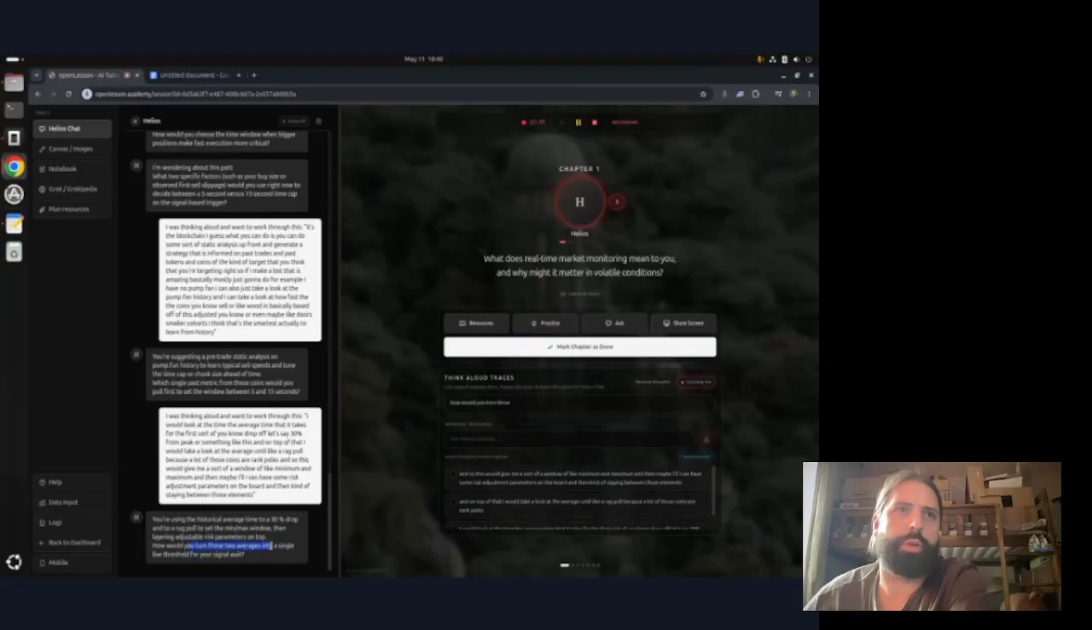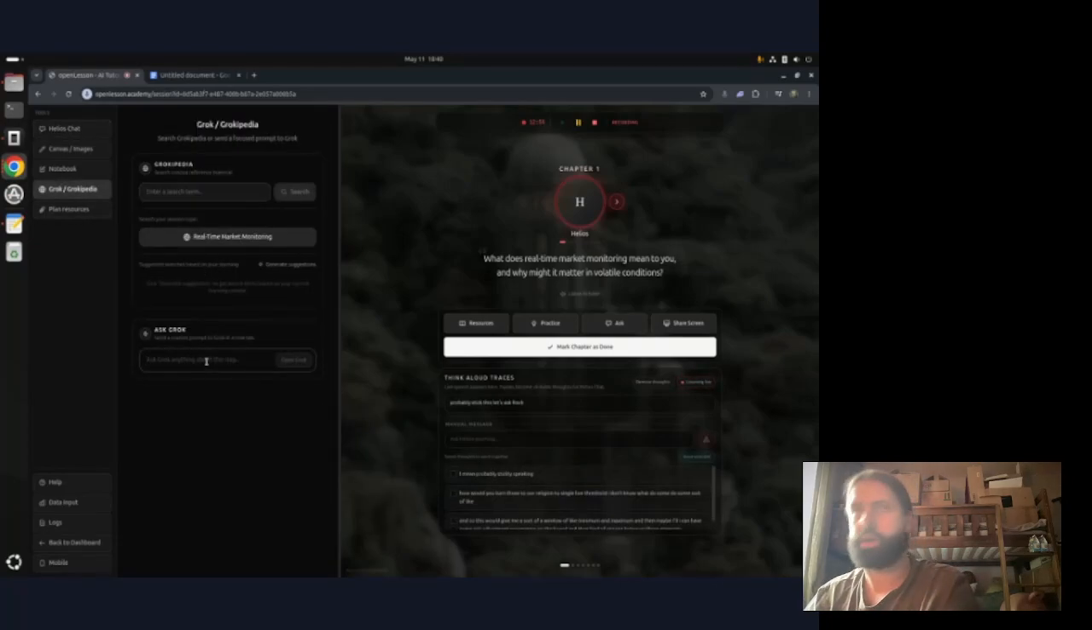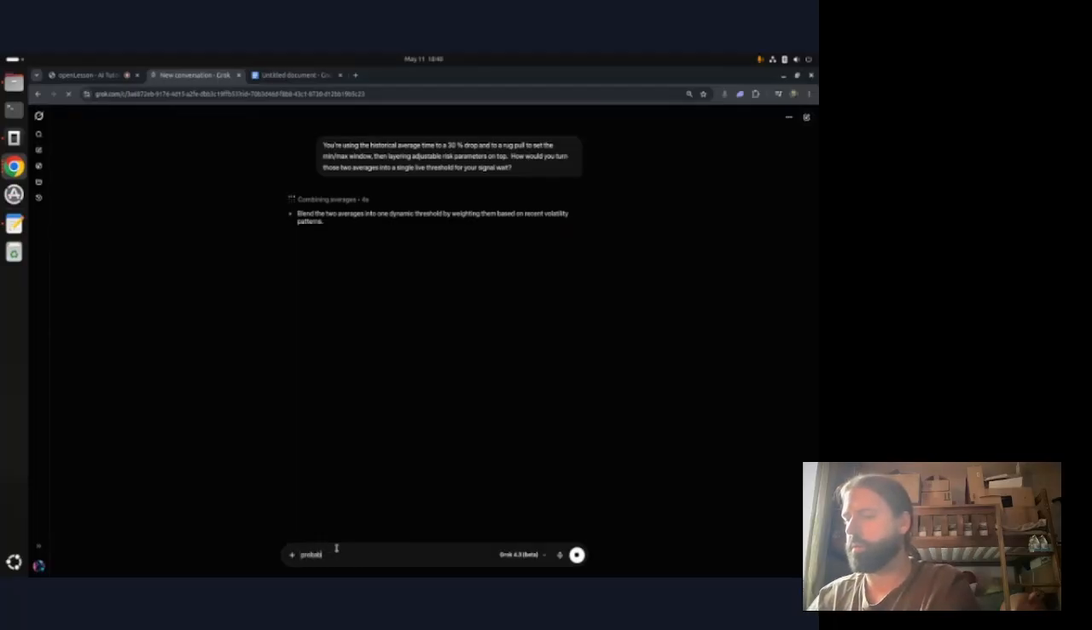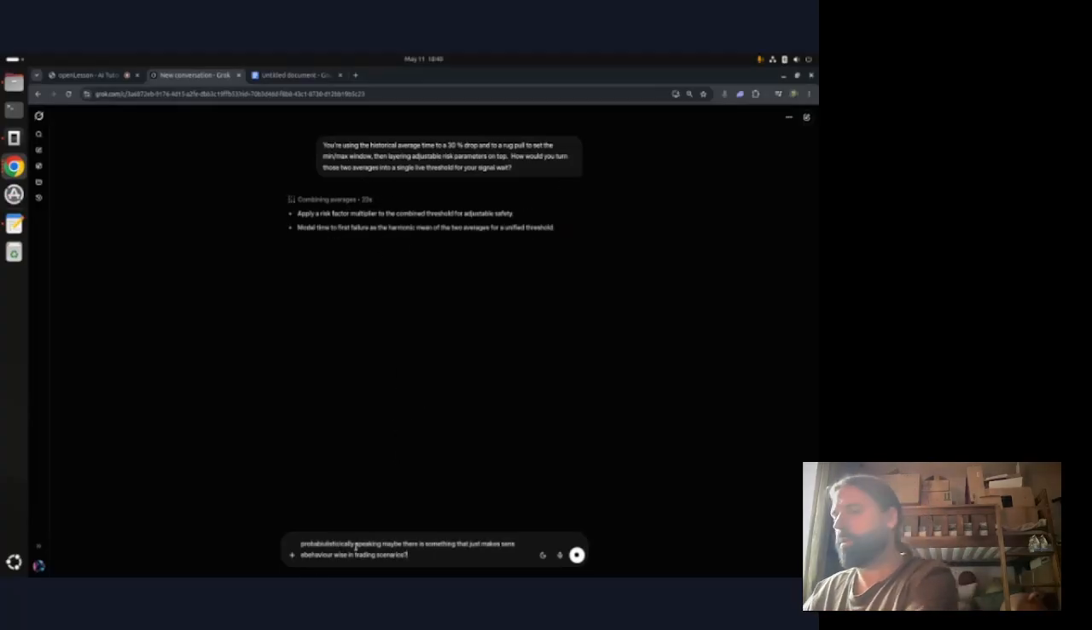How would you turn those two averages into a single live threshold? I don't know. Do some sort of, I mean, probabilistically speaking. Let's ask Grok. Oh crap. So maybe there is some trading scenarios. I mean, let's see what Grok says.